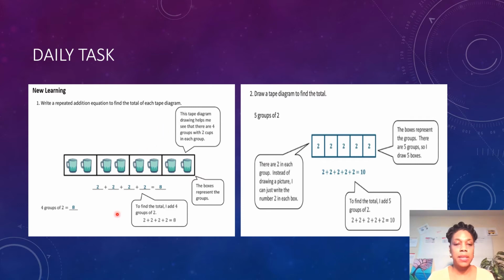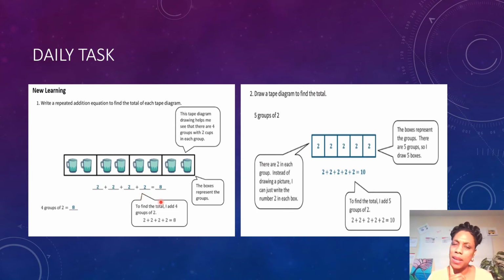In order for me to find the total of the 4 groups of 2, what I would have to do is count it all together. So 1, 2, 3, 4, 5, 6, 7, 8. So there are 8 in that group. So 2 plus 2 plus 2 plus 2 equals 8.